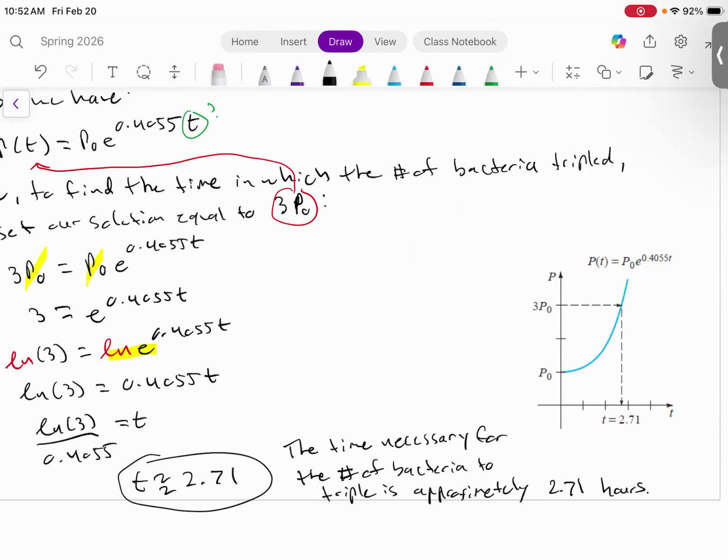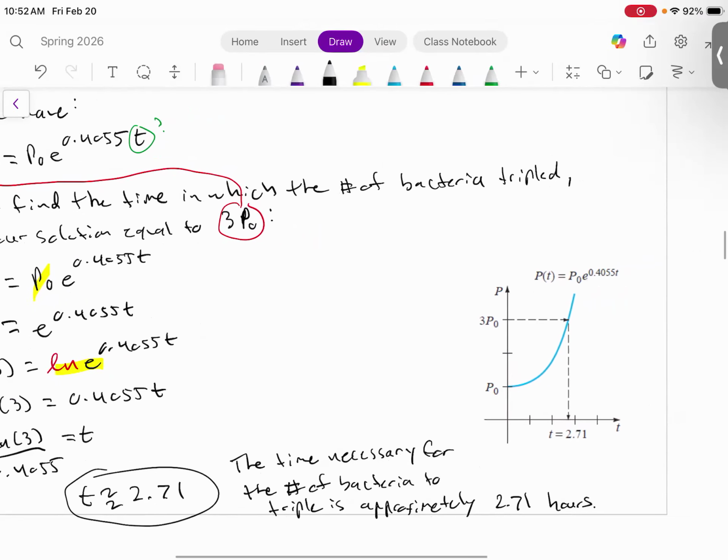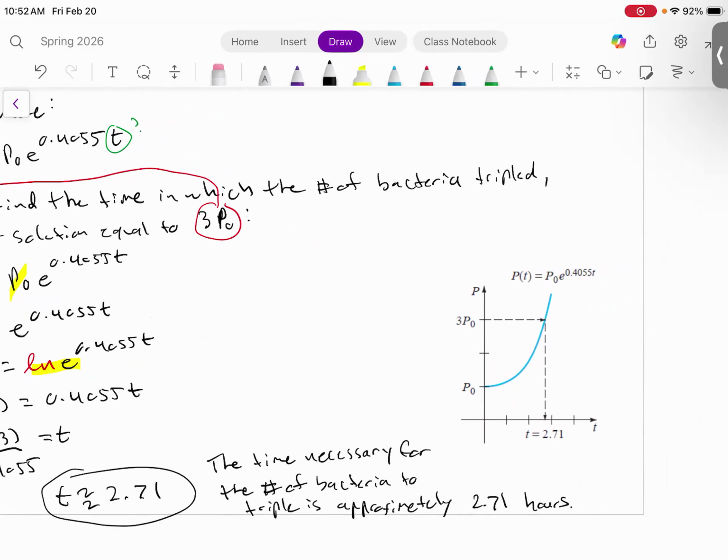Okay, so here's a graph to the right, displaying the setup of this. Here's our initial population, and here's our initial population tripled, and the time it takes for our initial population to triple is here at 2.71 hours, using our solution that we found.